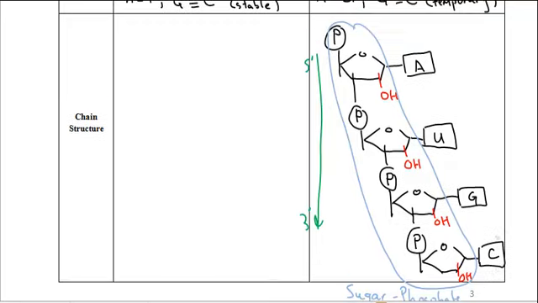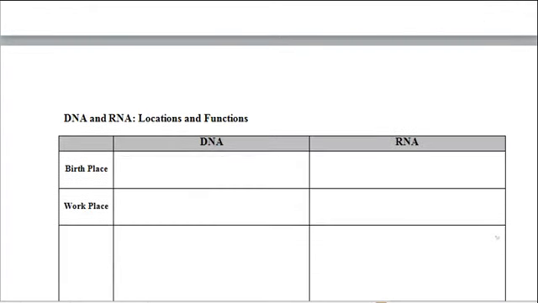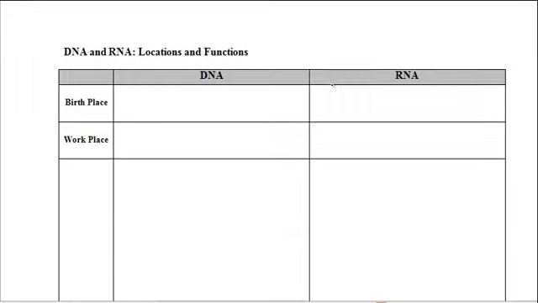Okay, and that's the structure of DNA and RNA. Now we want to look at the locations and functions. What do they actually do with these various structures? So the first thing is the birthplace. Where are these guys originally made? So DNA is made in the cell nucleus. Likewise, RNA is made in the cell nucleus.